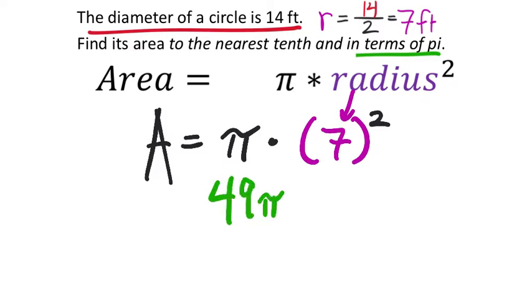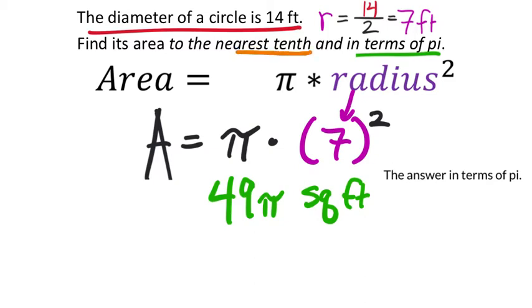Now, just to be clear, this is in square feet. And I'll try to be more clear here. This is the answer in terms of pi. Okay? So if the assignment asked for the answer in terms of pi, this is all you would need. You'd type in 49 pi. If it did ask for the answer to the nearest tenth, then we take that 49 pi.